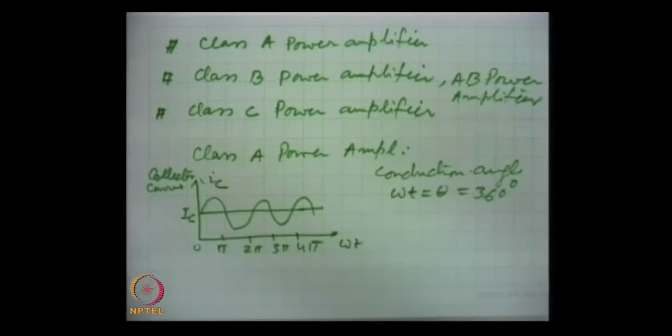So, remember in class A amplifier the conduction current flows for the whole conduction angle of 360 degrees. That means the whole wave is reproduced. Of course, in power it will be much higher than the input, but it flows for the whole 360 degrees.